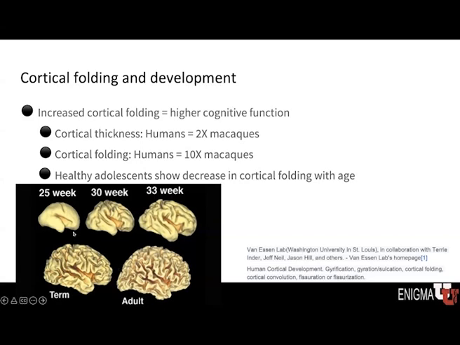This figure here illustrates the development of those folding patterns. So the three on top show prior to birth how that brain is developing in terms of its folding patterns. And then here we see at term, at birth, the folding of the brain. And then here on the bottom right, showing the adult patterns of folding. And you can see that there is quite a bit more folding in the adult brain as compared to the prenatal brain.